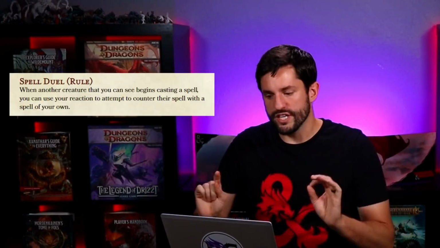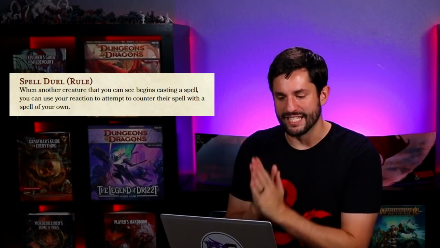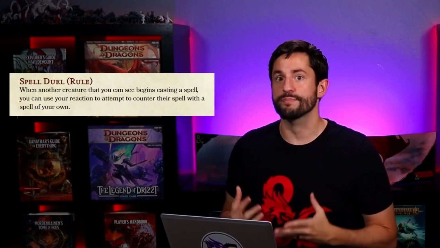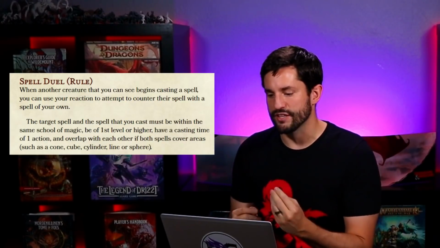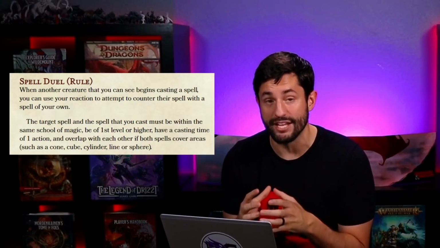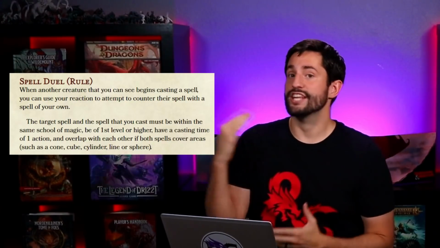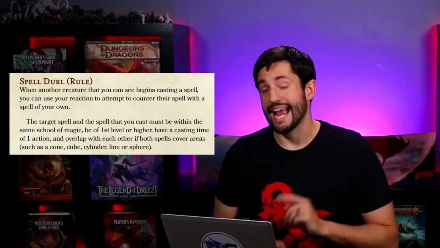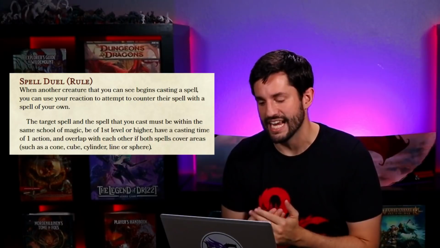Here we go. When another creature that you can see begins to cast a spell, you can use your own reaction to attempt to counter this spell with any spell of your own. The target spell and the spell that you cast must be within the same school of magic. Evocation versus evocation, enchantment versus enchantment. It also must be a 1st level spell or higher, so no cantrips. And like the rule we just said, it has to have a casting time of 1 action.